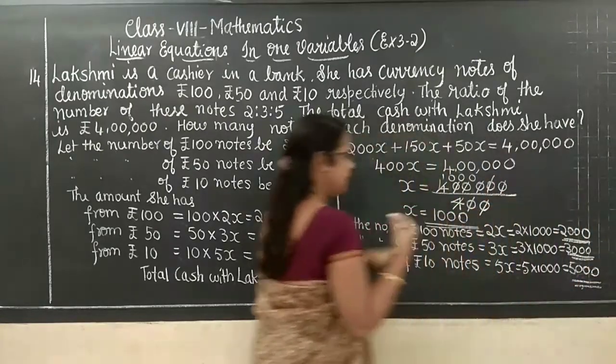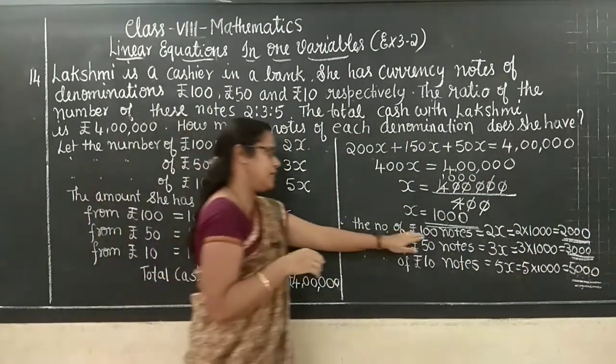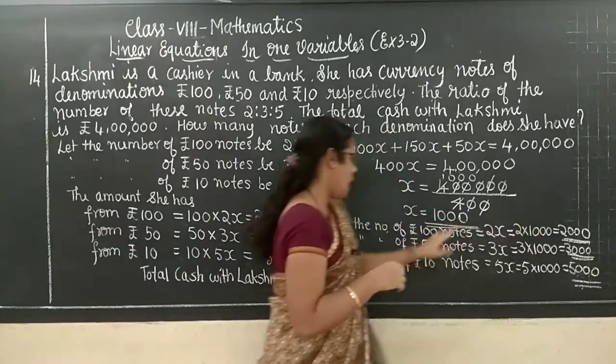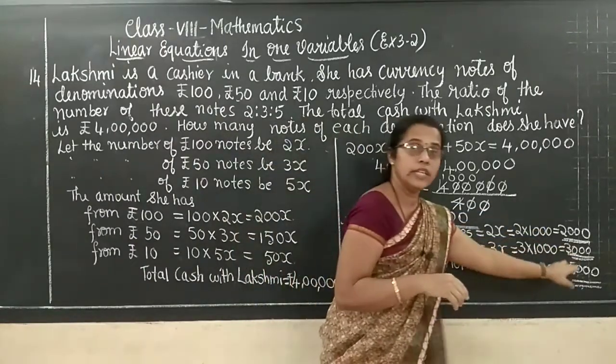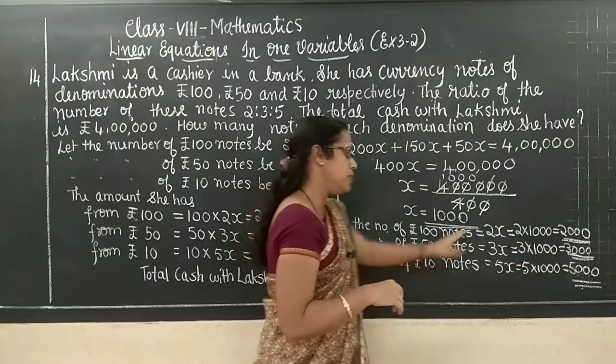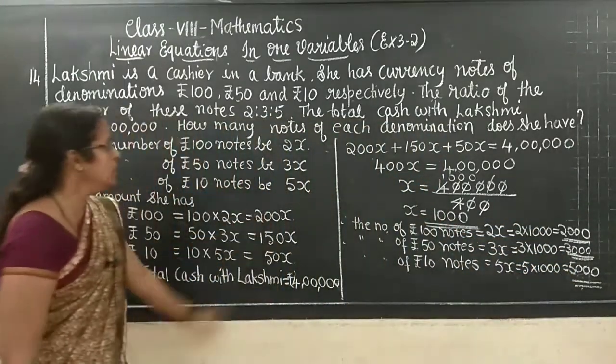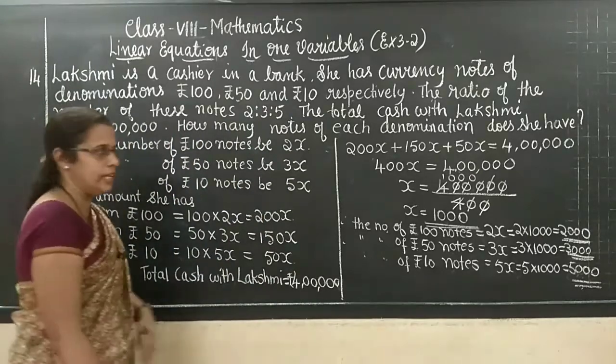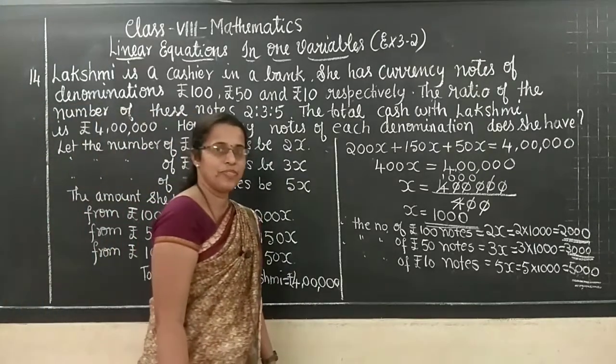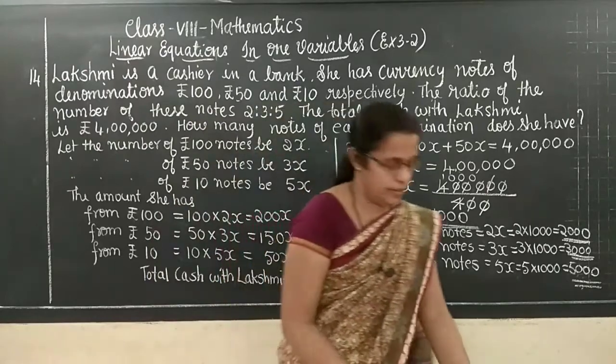So this is the denomination: 100 rupee notes, 2,000; 50 rupee notes, 3,000; 10 rupee notes, 5,000. Okay, children, this is about question number 14. Now let us move to the next question. Hope you all understood.